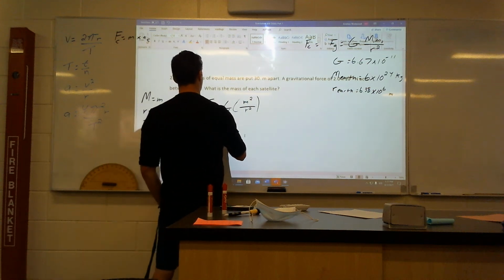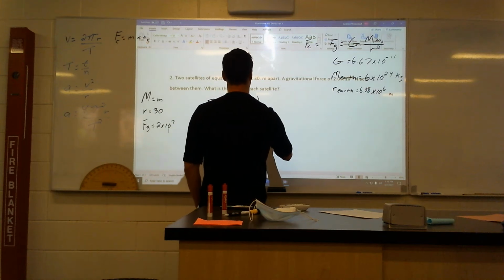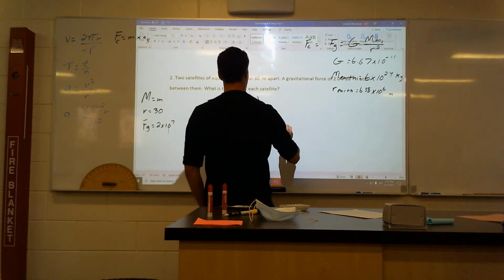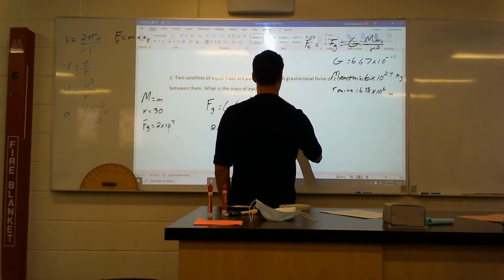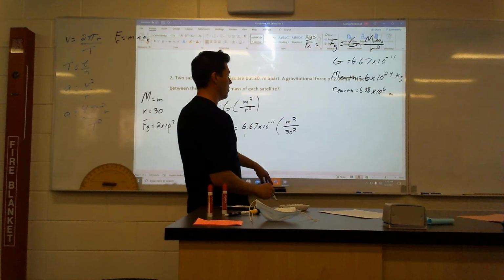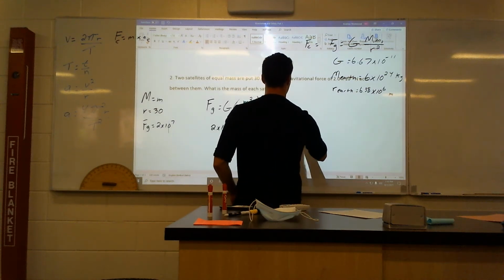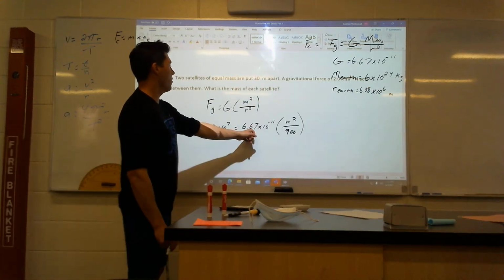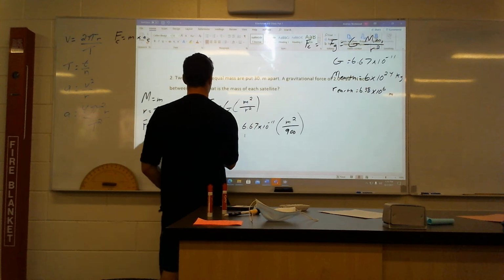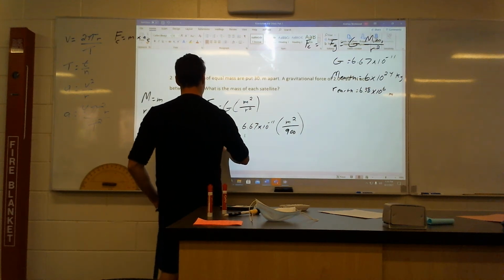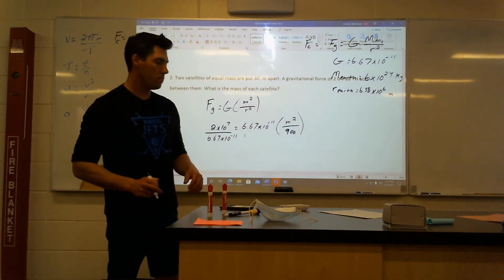I have 2 times 10 to the 7 equals 6.67 times 10 to the negative 11, and then m squared over 30 squared. 30 squared I'm going to change right now to 900. 30 squared is 900. Over 900. So I have to move this over first. Right now this is multiplying by this, so I'm going to divide it. So I divide this 6.67 times 10 to the negative 11.